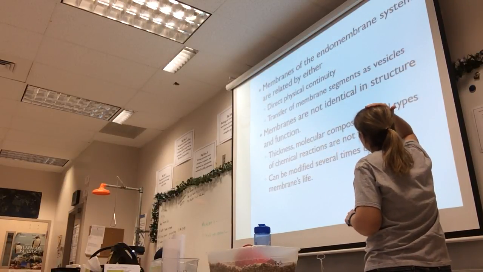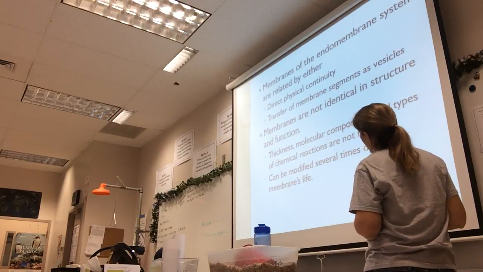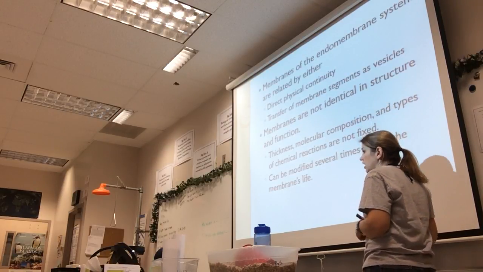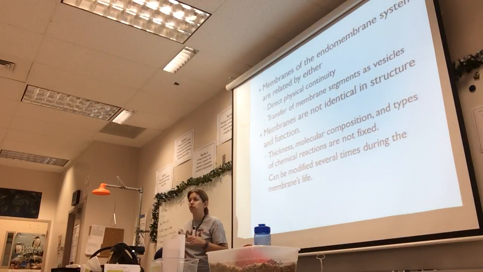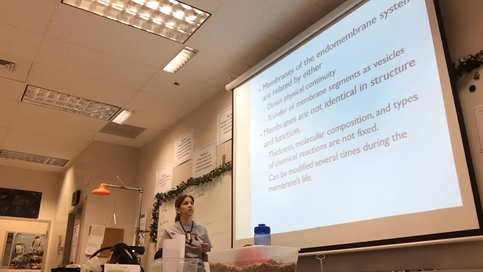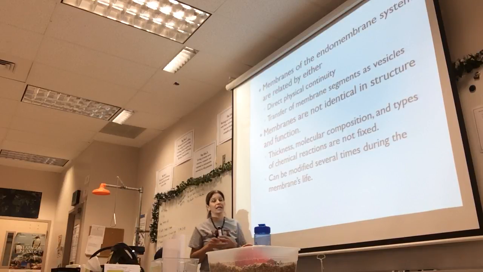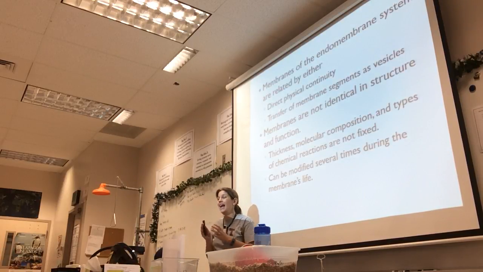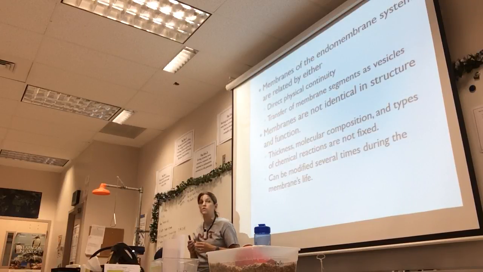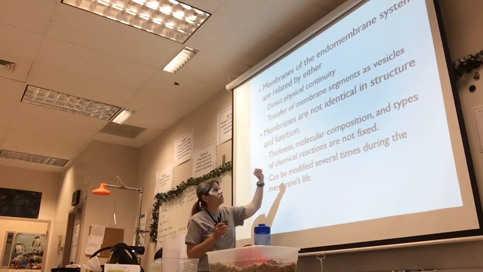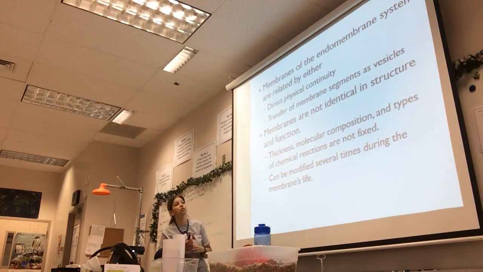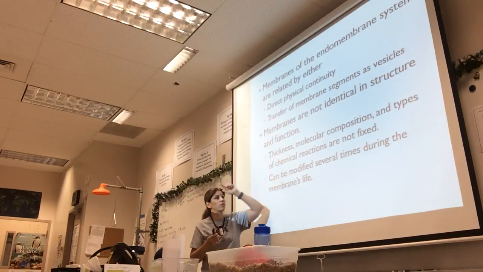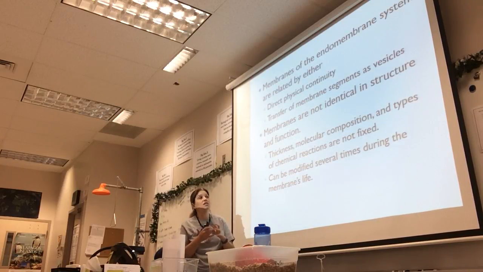So the membranes can be related either directly by physical continuity, or they can move sections of membrane between or among themselves. The membranes in each of those different structures are not identical. They are individualized based on the membrane's function and the needs of the cell at that particular time. And so the membrane itself changes composition as it moves from location to location between these different structures. And so it can change in thickness. When I say molecular composition, the kinds of proteins that are in those membranes, how much cholesterol is present in those membranes, the types of chemical reactions that they facilitate, none of those things are fixed.